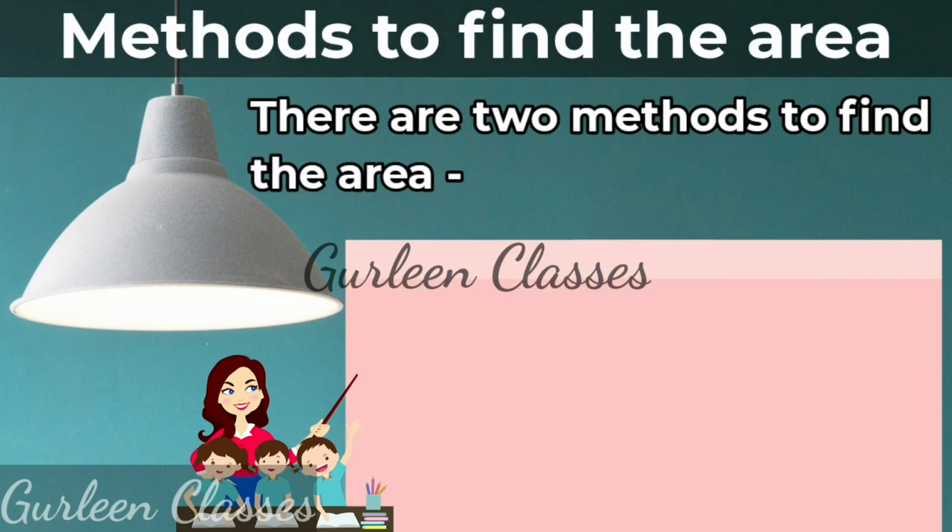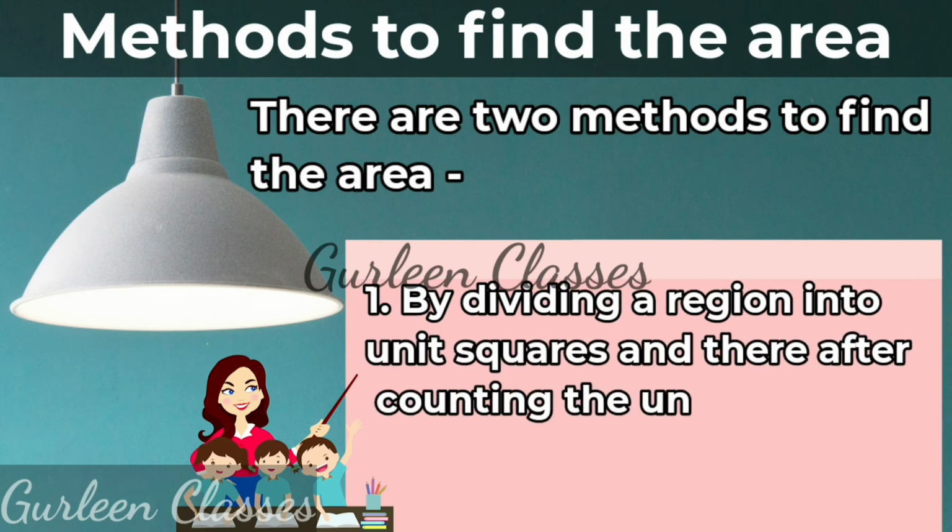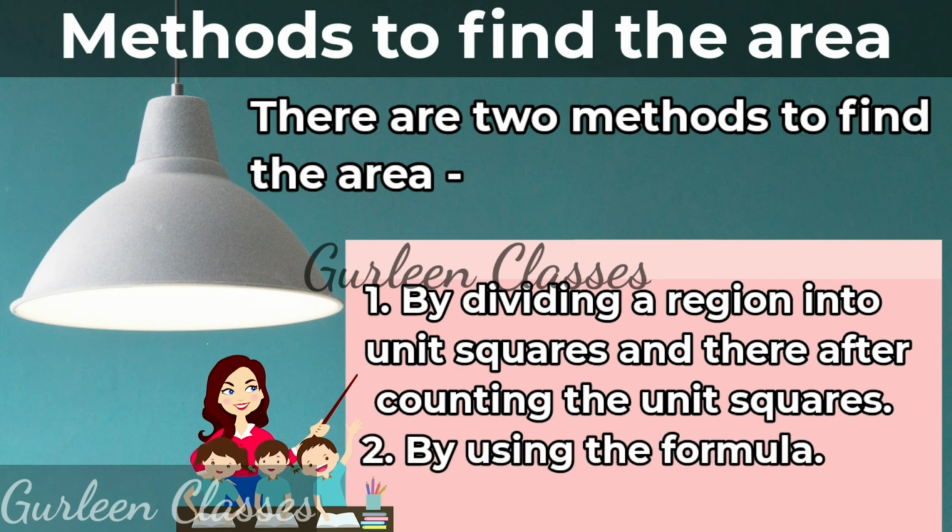Next topic, methods to find the area. There are 2 methods to find the area. Number 1, by dividing a region into unit squares and thereafter counting the unit squares. And the other is by using a formula.